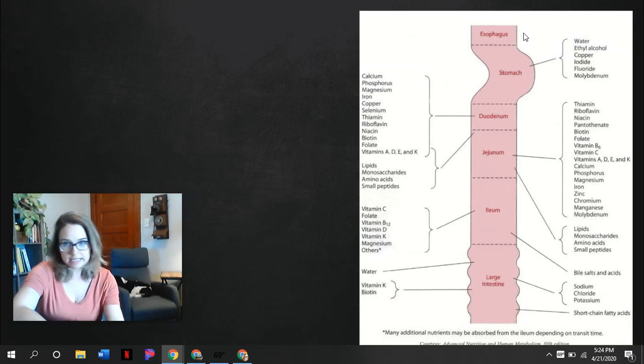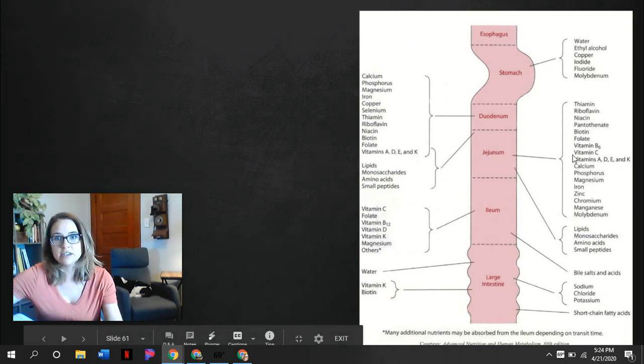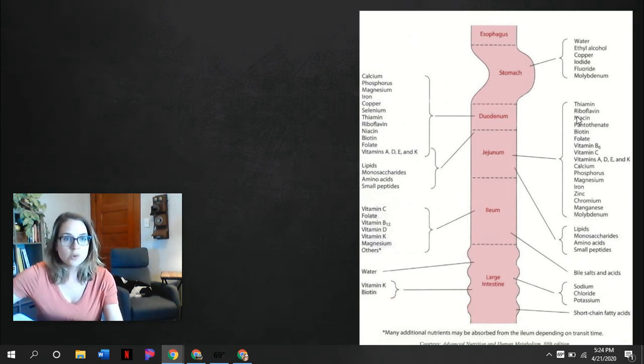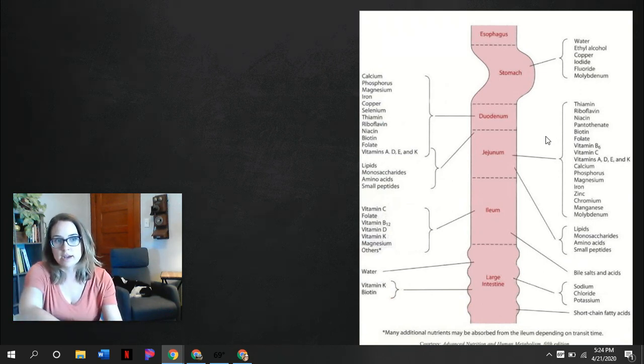The small intestine, which we know is made up of the duodenum, the jejunum, and the ileum. So this section right here, that's all representing the small intestine. And check it out. There is a long list here, here, and here. Your small intestine is the big absorber of your digestive tract.